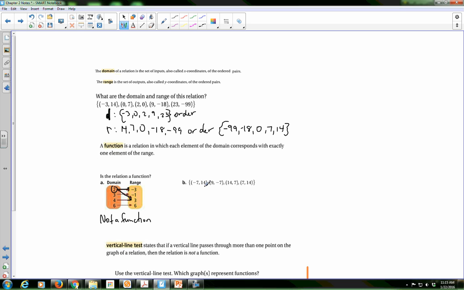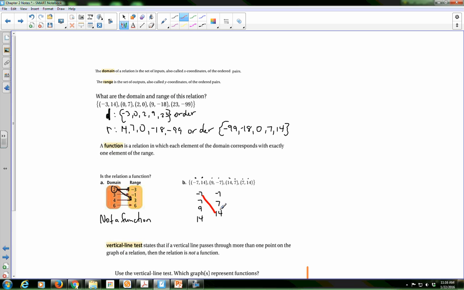All right, so let's take a look at this one. I'm going to rewrite, so I'm going to look at each of my inputs. Negative 7 gets me out 14, 9 gets me out negative 7, 14 gets me out 7, and positive 7 gets me out 14. So if I draw the map of this, so negative 7, then it's 7, then it's 9, then it's 14. So here's my domain all ordered, and my range is negative 7, 7, and 14.